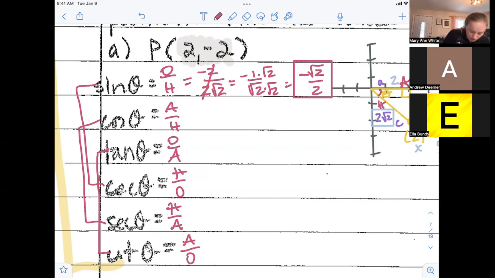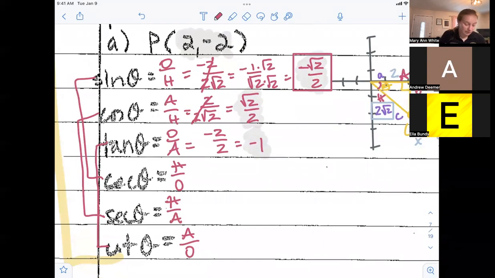A is +2 over 2 root 2, excuse me. Carry that 2 with you. Exact same idea. The 2's are going to cancel out. Let's multiply by root 2 on top and bottom. We get root 2 over 2. Tangent is opposite over adjacent, -2 over 2, which is just -1.